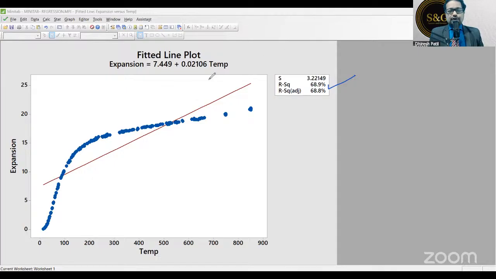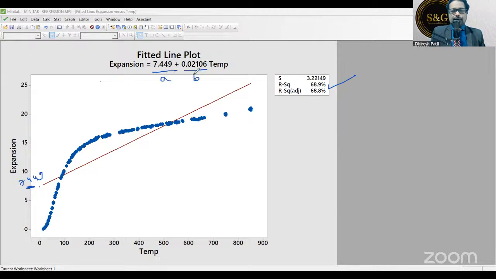Y is equal to function of X. Sorry, Y is equal to A plus BX. Expansion is equal to 7.449 plus 0.0216 X. If I extend this line of best fit, it will cross at 7.449, and this is called intercept. So this is called intercept A and this is called B.